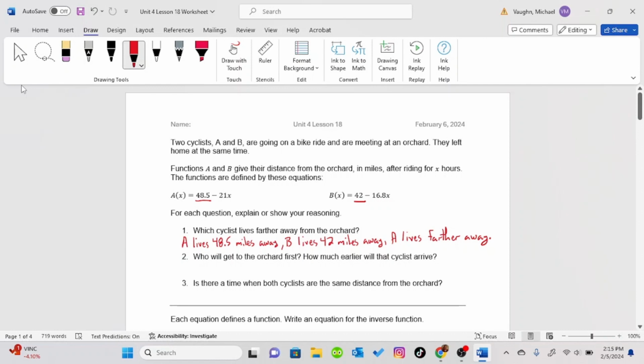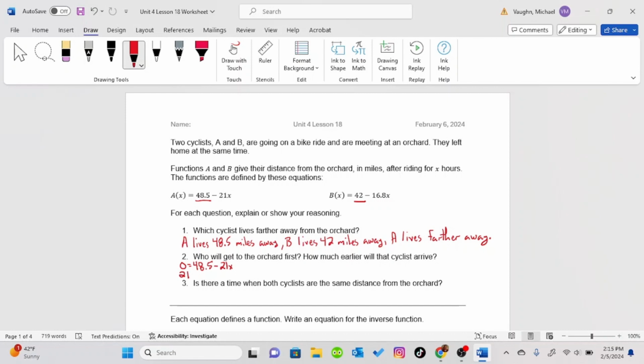Number 2, who will get to the orchard first? How much earlier will that cyclist arrive? The function is measuring how far away they are from the orchard. So when they get to the orchard, the function will equal 0. So first, we set A equal to 0. So 0 equals 48.5 minus 21x.